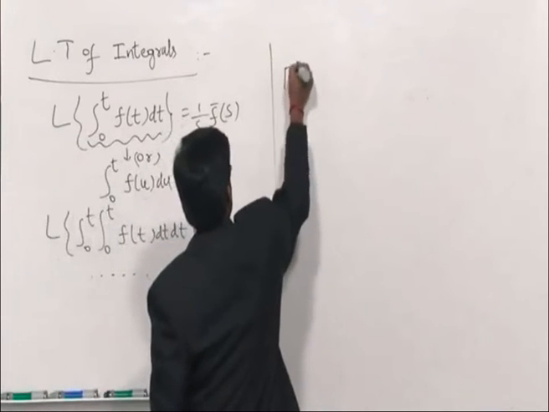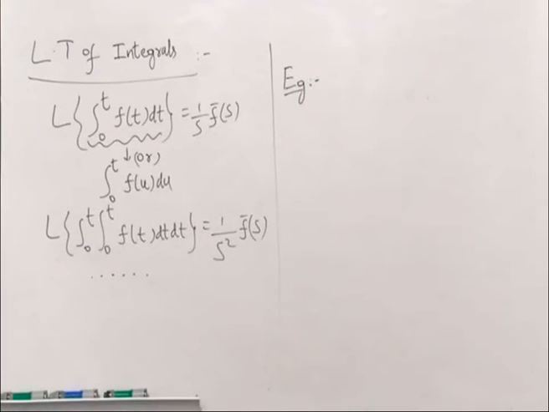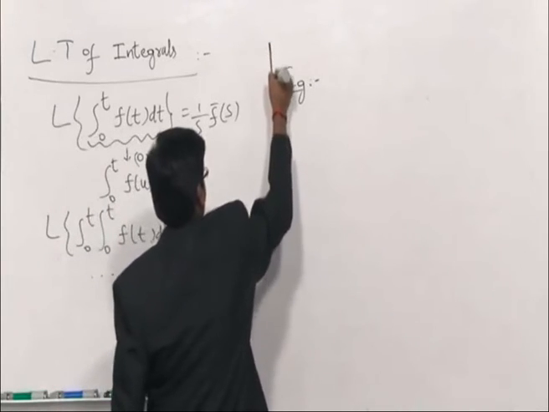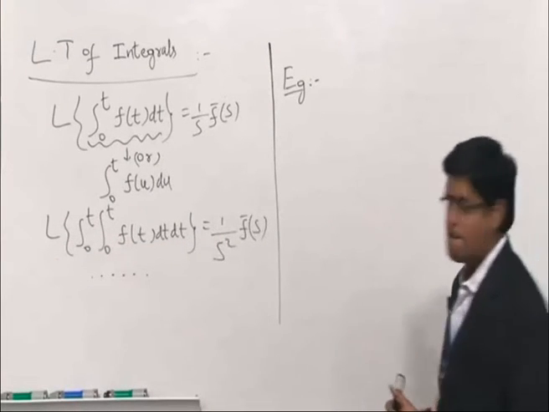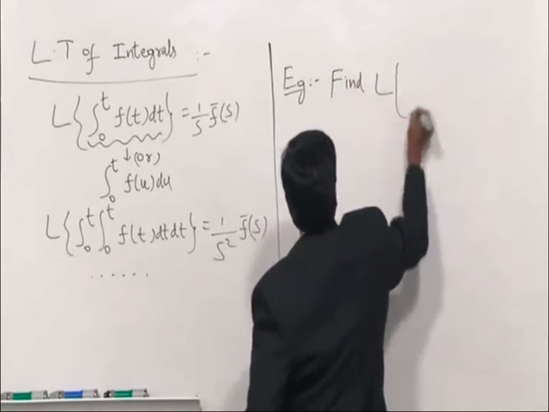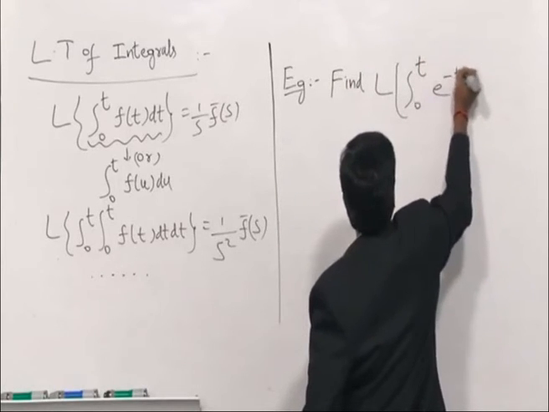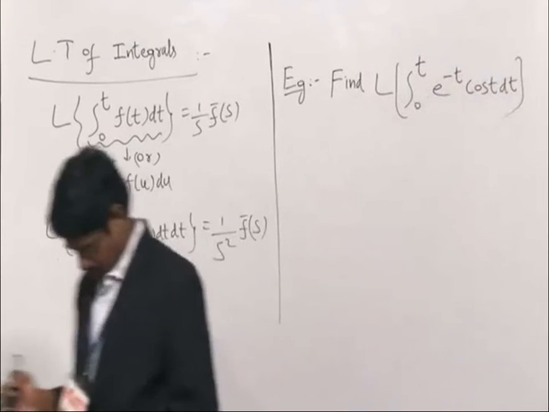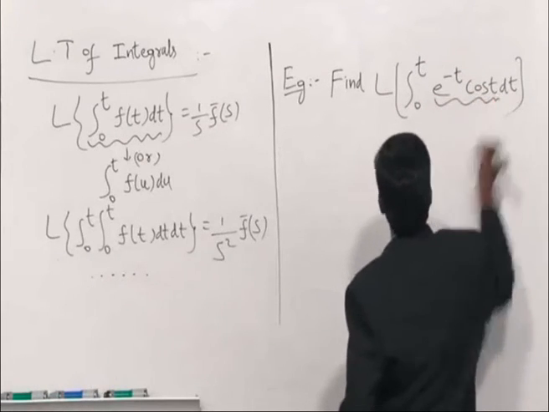See the example. Find L of the integral from 0 to t of e power minus t cos t dt. So just compare with the property. This is taken to be f of t.